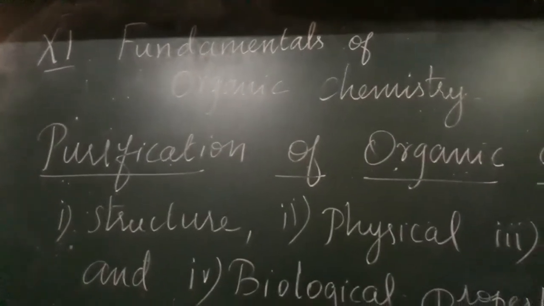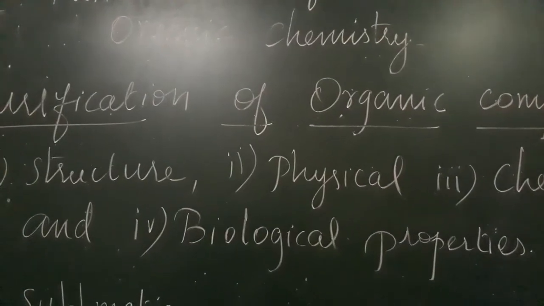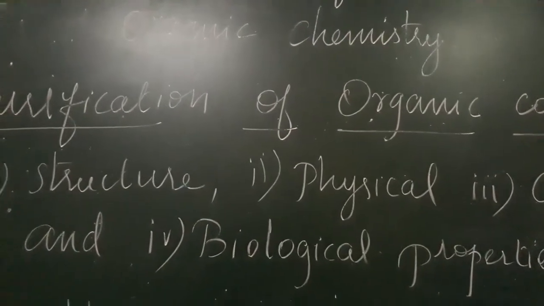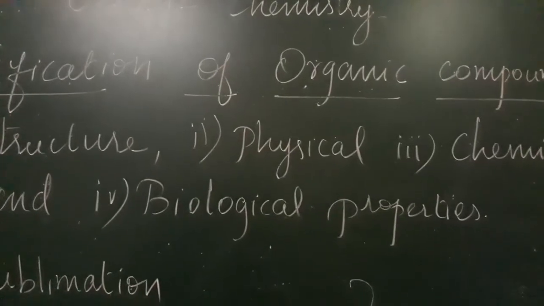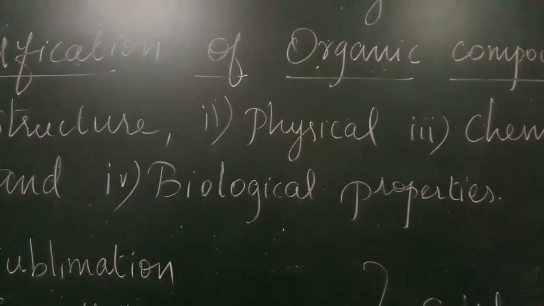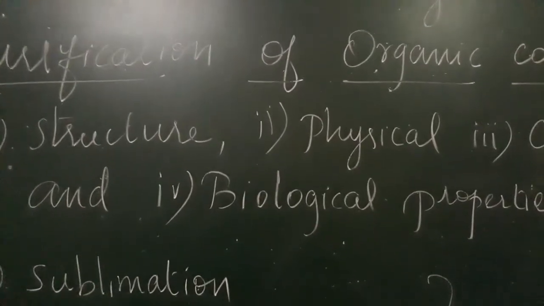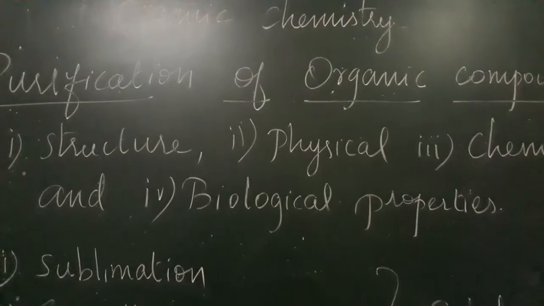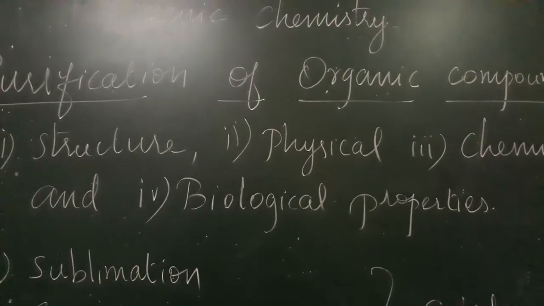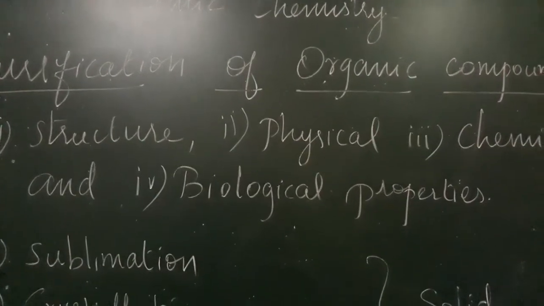In fundamentals of organic chemistry, today we are going to see the purification of organic compounds. Why do we have to purify an organic compound? Because we have to study its structure, physical property, chemical property and biological property. For that reason, we need a pure compound. But if the organic compound contains some impurities, we can't study the structure, physical and chemical properties, and biological property in a correct form. So we have to purify that organic compound.